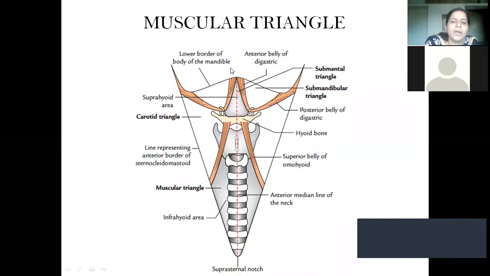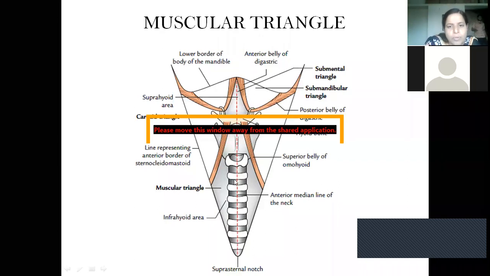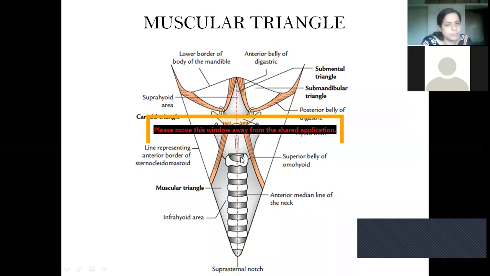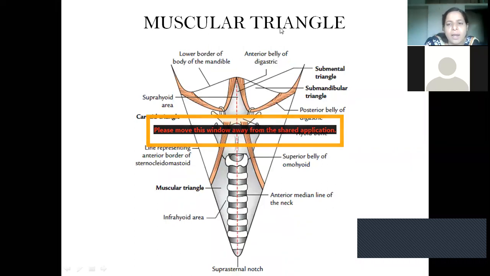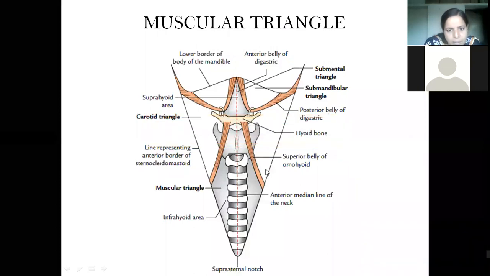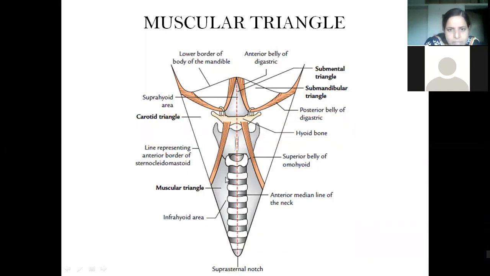Now see here, you have the muscular triangle. So the muscular triangle, I said, what are the boundaries, like whatever strap muscles we just saw, those are all the muscles we see in the muscular triangle. Now what are the boundaries, let us see in the muscular triangle.